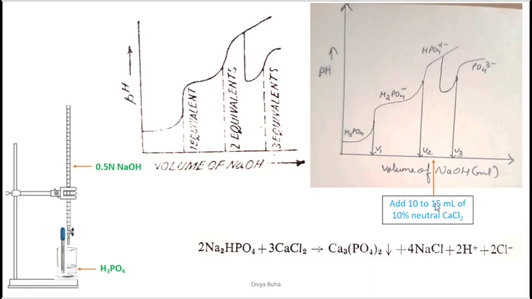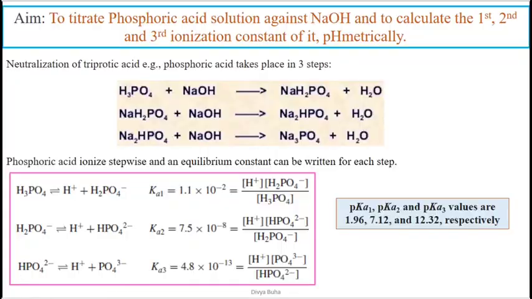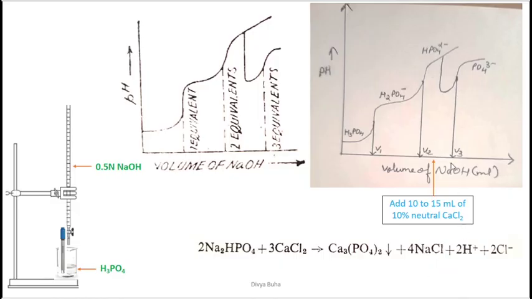Okay, over here again I am repeating, just after the second equivalence point has been obtained, you have to add one test tube or 1.5 test tube of 10% neutral calcium chloride into this beaker, which is having HPO4 2-. Okay, and what will happen? H+ ions would be released. The last proton would be released in the solution, and due to this accumulation of H+ ions, the pH would drop. Okay, so now don't consider this line. It was just for your understanding.